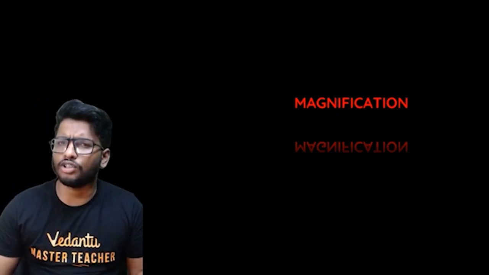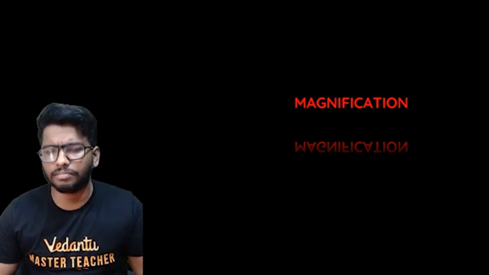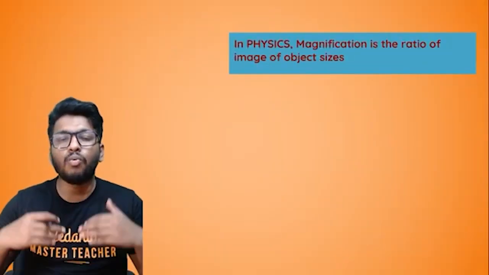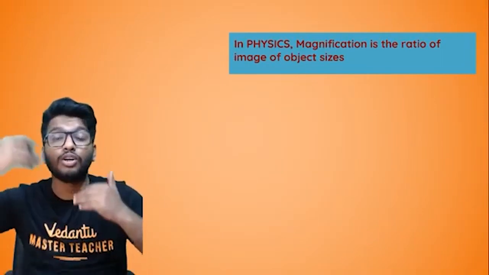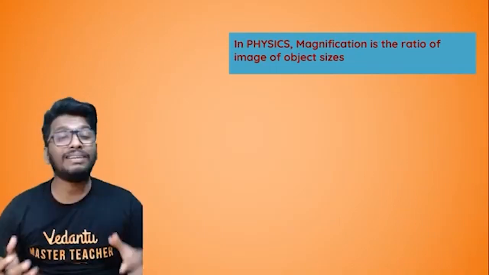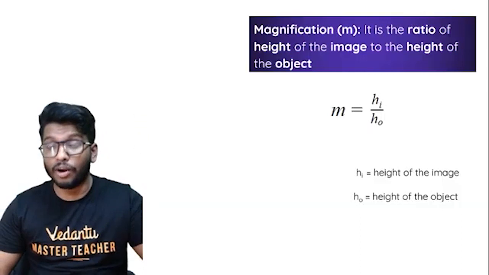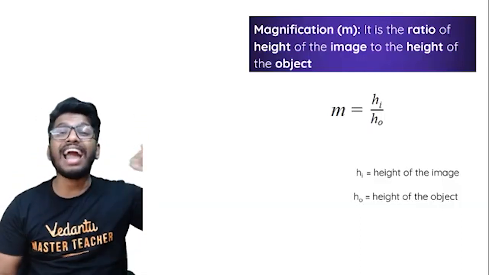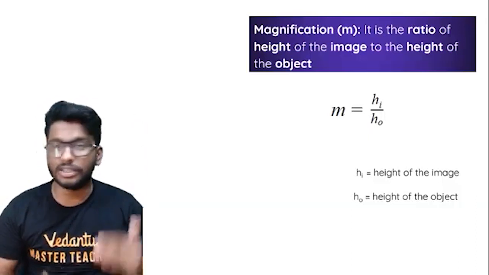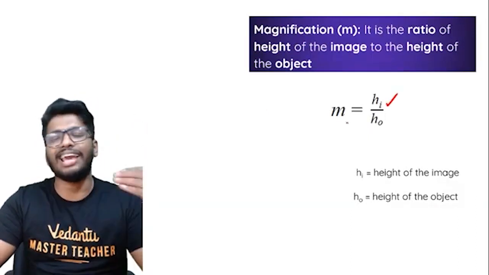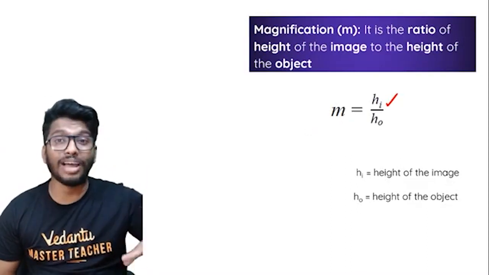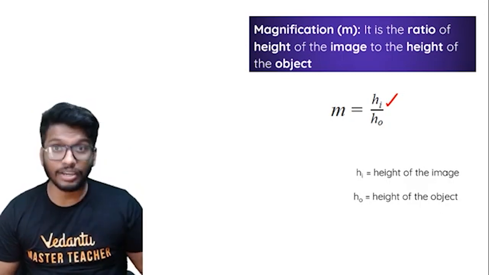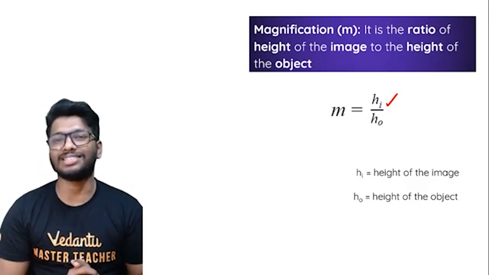Here's the thing, guys. In the case of a concave mirror, we saw that sometimes the image is actually bigger than the size of the object. So magnification tells you the ratio of the size of the image to the size of the object. The comparison between the two is what magnification tells you. So it is the ratio of the height of the image to the height of the object, where HI stands for the height of the image and HO stands for the height of the object. So M, which stands for magnification, is equal to HI by HO.